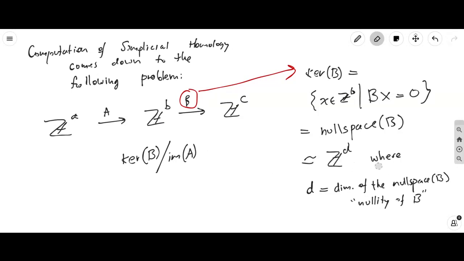So it's just going to be isomorphic to that. And that's the way you find the D. But what do you do with the image? So let's discuss how one approaches the image.